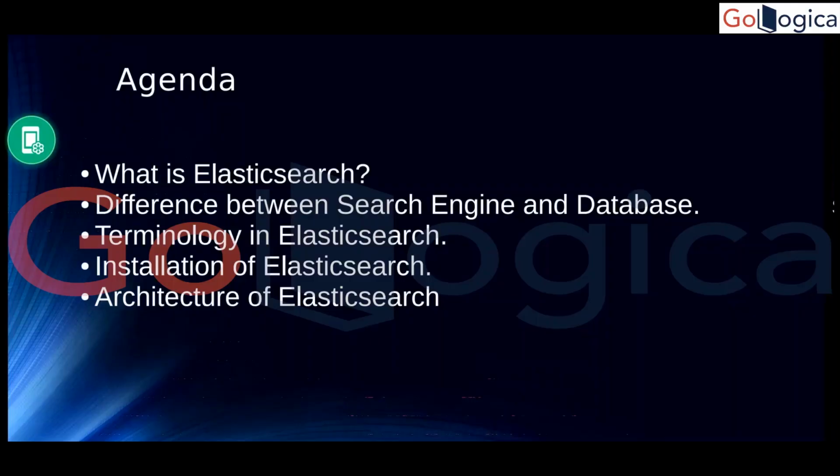Let's get through the agenda for today's meeting. The agenda for today's class is we will understand what Elasticsearch is and how Elasticsearch is different from the traditional databases which we used to have, like MySQL or MS SQL, and the various terminologies involved in it, like the shard, documents, index, primary shard, replica, node, cluster. We will understand what these terminologies are, and we'll also understand the architecture of the system and the installation part.